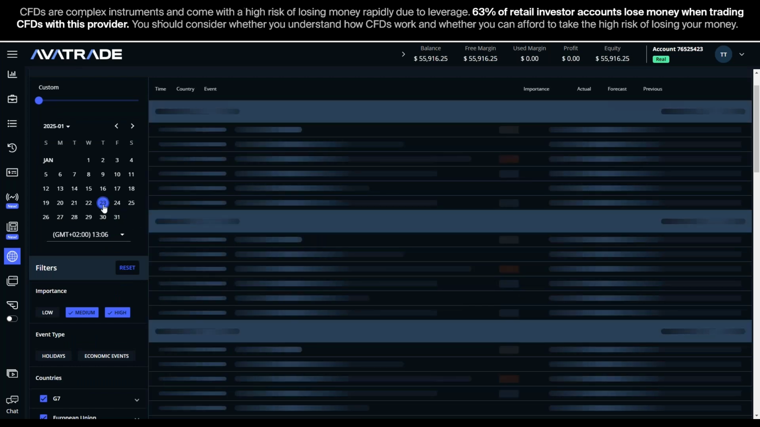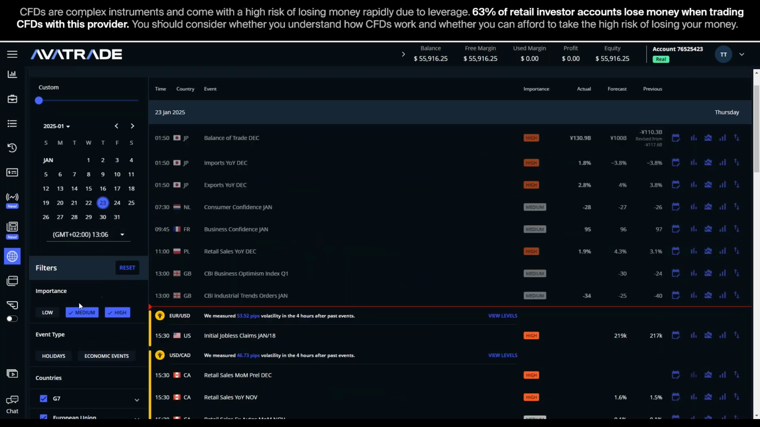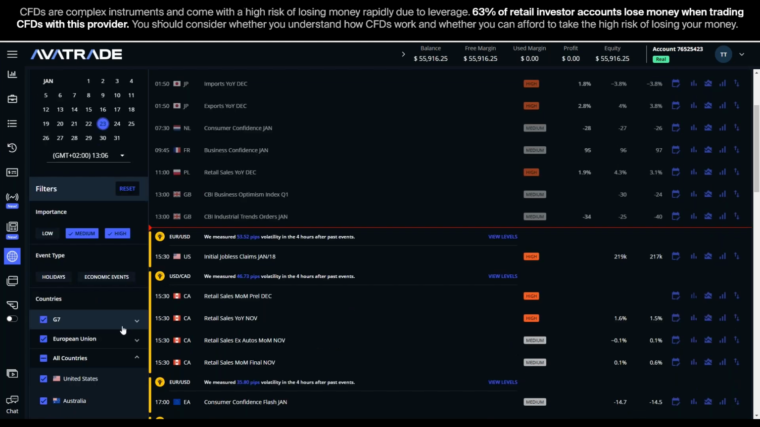I'll set it up for today's date first. And by the way, you can filter this for the level of announcements you prefer. I leave the low-level announcements off. The ones that have more medium and high impact are the announcements I'm interested in. Makes sense because it moves the currency pairings more.